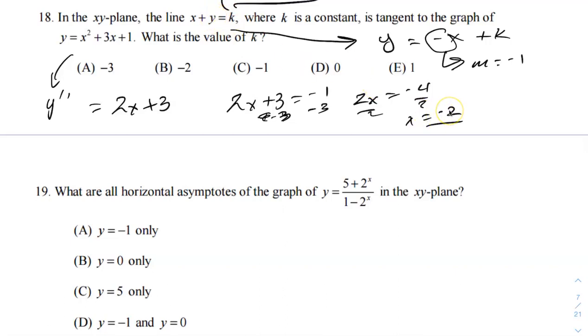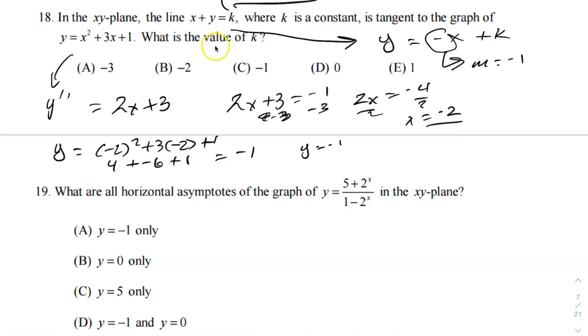So I have x, I need to find my y. How do I find it? I can't plug into the tangent line because the only thing I have there is x, and I don't have the k value yet. You have to plug it back into the original equation, because you only have two variables there and you have one of them. So y equals negative 2 squared plus 3 times negative 2 plus 1. So 4 plus negative 6 plus 1, I get negative 1. So y equals negative 1.